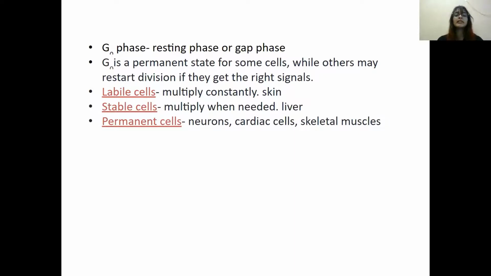Labile cells multiply constantly, so they almost never go into the G0 phase. Stable cells multiply when needed, like the liver cells. So they are in G0 phase, but if stimulated due to various factors, they can enter the cell cycle and multiply. So liver can regenerate. Next we have permanent cells. Permanent cells means that they cannot divide. So neurons, cardiac cells, and skeletal muscle cells are permanent cells. They are always in the resting phase or the gap phase. They do not divide or they cannot regenerate.